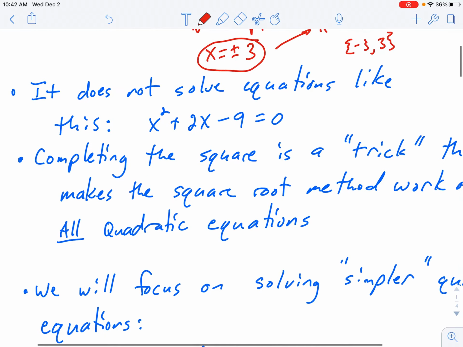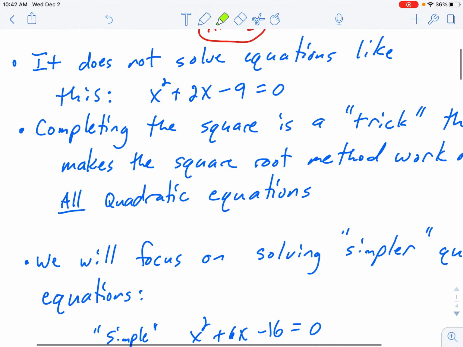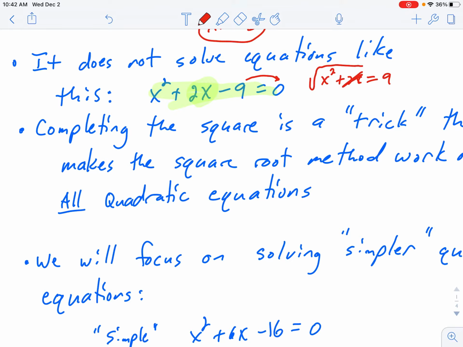All right, the square root method does not solve equations like this, meaning an extra x term in there. X squared plus 2x minus 9 equals 0. You could still add the 9 to move it over to this side. You get something like this, x squared plus 2x equals 9. But you can't square root to cancel out the square because you'd also have to square root this. In fact, what I've written is technically wrong. You'd have to square root the whole thing like that, and this won't simplify, and you just get stuck.